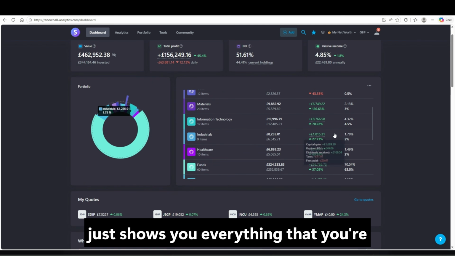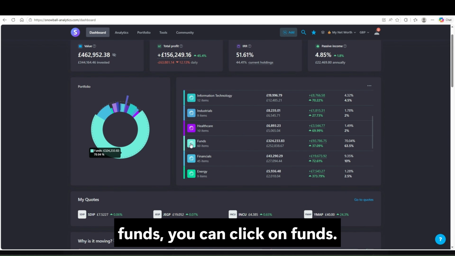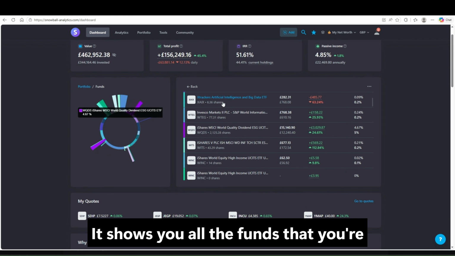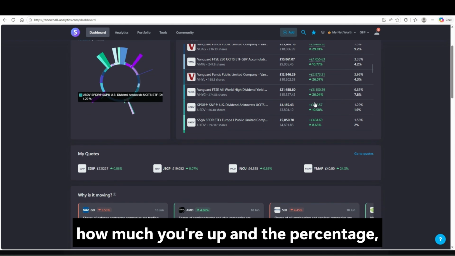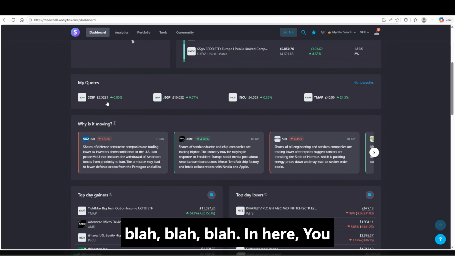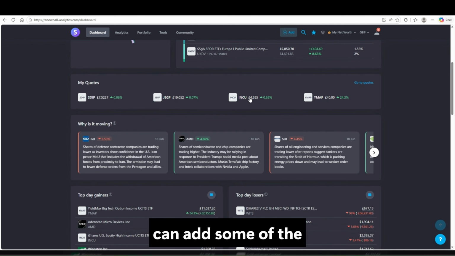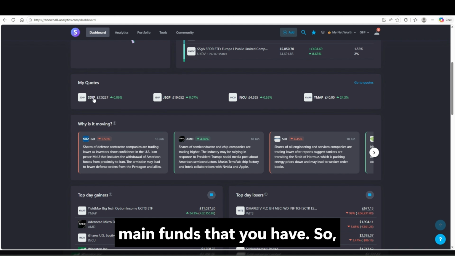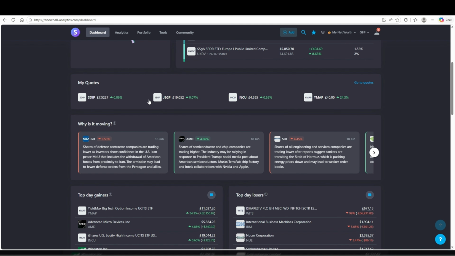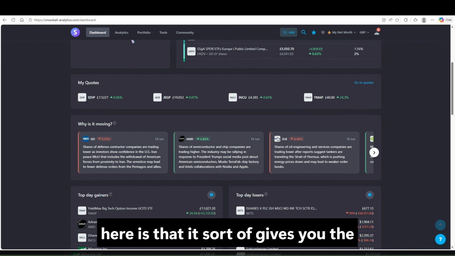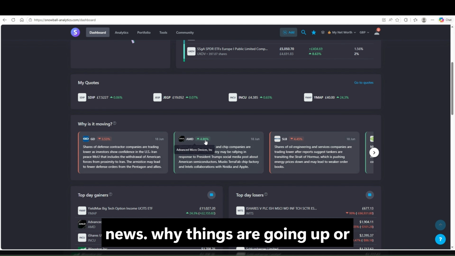Here it just shows you everything that you're invested in. For example, funds, you can click on funds. It shows you all the funds that you're invested in and how much you're up and the percentage, blah blah blah. In here you can add some of the main funds that you have. For example, I have SDIP, which is up 0.6%. YMAP. And the good thing in this one here is that it gives you the news, why things are going up or down.